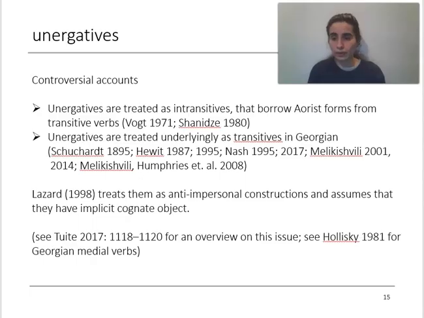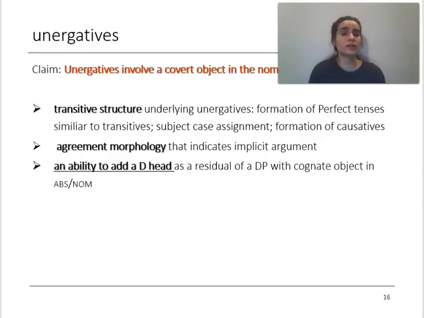I'm also in line with this, and my claim is that ergatives really do involve a covert object in the nominative absolutive. I present several arguments for this view, that they have an underlying transitive structure, and this is very visible from the formation of perfect tenses. They have agreement morphology, which indicates this implicit argument, and they have an ability to add a d hat as a residual of a DP with a cognate object in absolutive nominative.